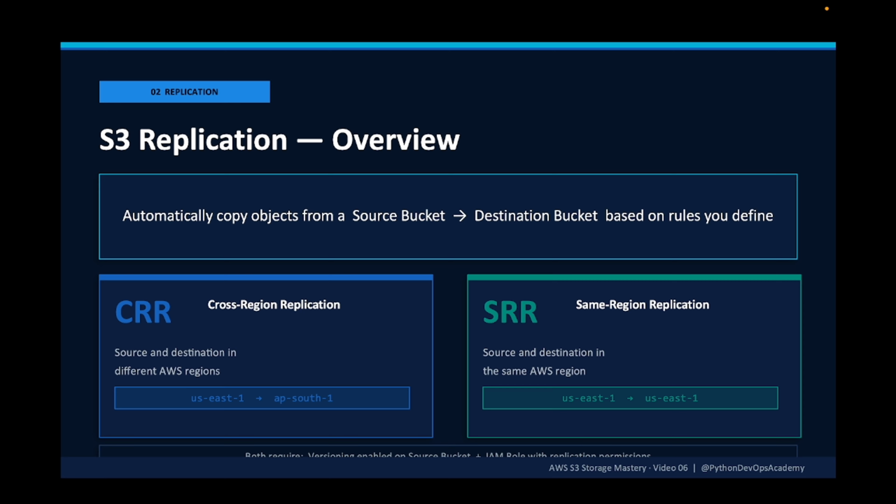Okay, we have prerequisites for CRR or SRR. First, versioning should be enabled for the source bucket, and an IAM role is required for the destination bucket. So these are the requirements.